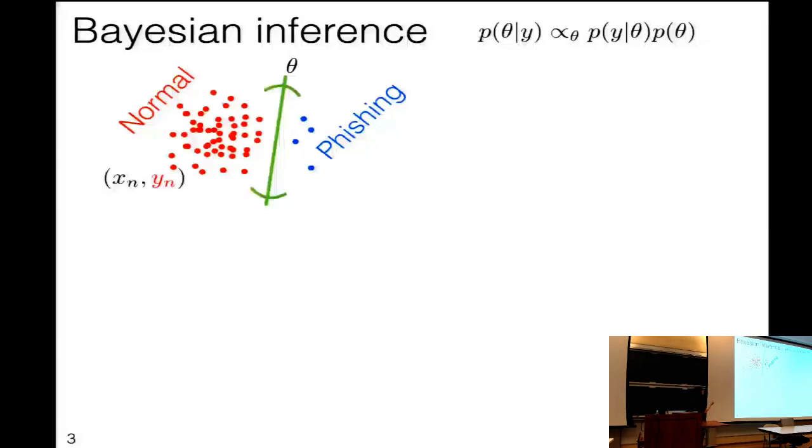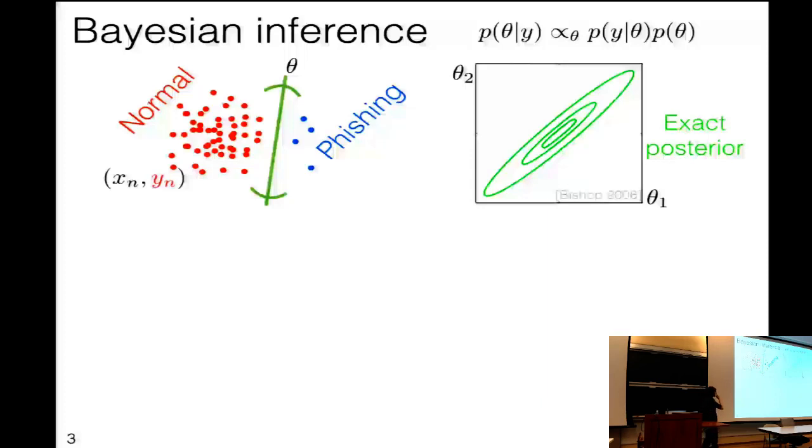And if we're being Bayesian, we're not just going to get a point estimate for theta, but a whole distribution over theta, which is hard to depict in this graph, and so let me write it over here. This is the kind of thing we're going to get out. This is like a contour plot for our posterior after we've seen the data.